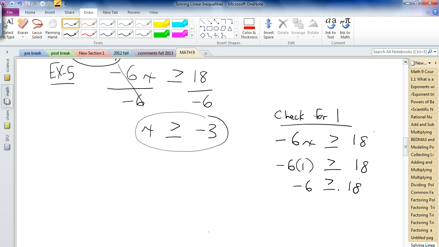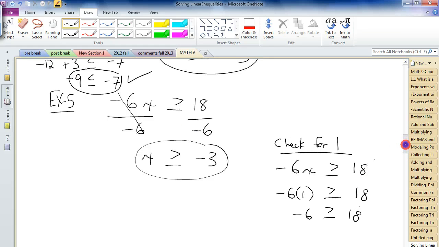Is that true? Oh my God. No, it's not. Negative 6 is not greater than 18. What just happened? That means this is not true. You thought they were all going to be true, didn't you? You thought this checking thing was a waste of time. This is not true, and that's because this question has something a little different to it.